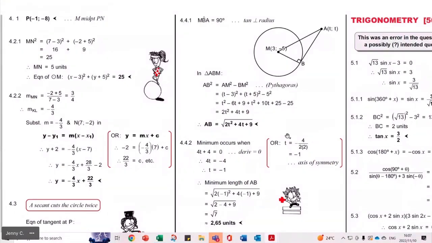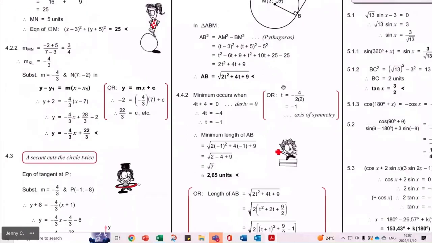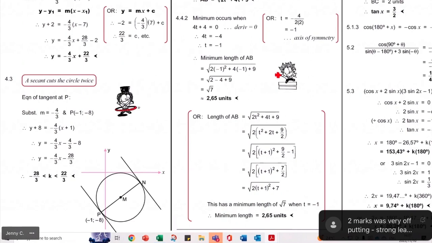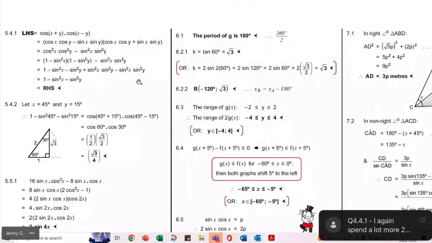So you've got a number of choices. You can take the derivative, and we've got a whole lot of choices here. You can take the derivative equal to 0 because you want the minimum, and you get what t is equal to.